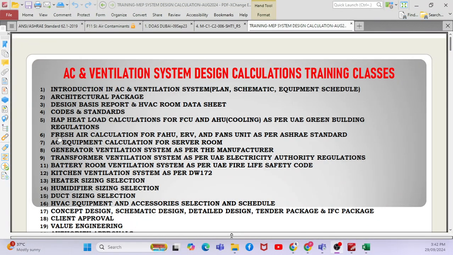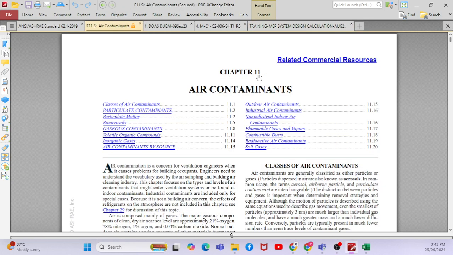Today we will discuss fresh air calculation: how to calculate the capacity for FHU, energy recovery ventilation, and fans, as per ASHRAE standard. Before we go into the calculation part, I'll explain the purpose of fresh air calculation. There is ASHRAE chapter 11.